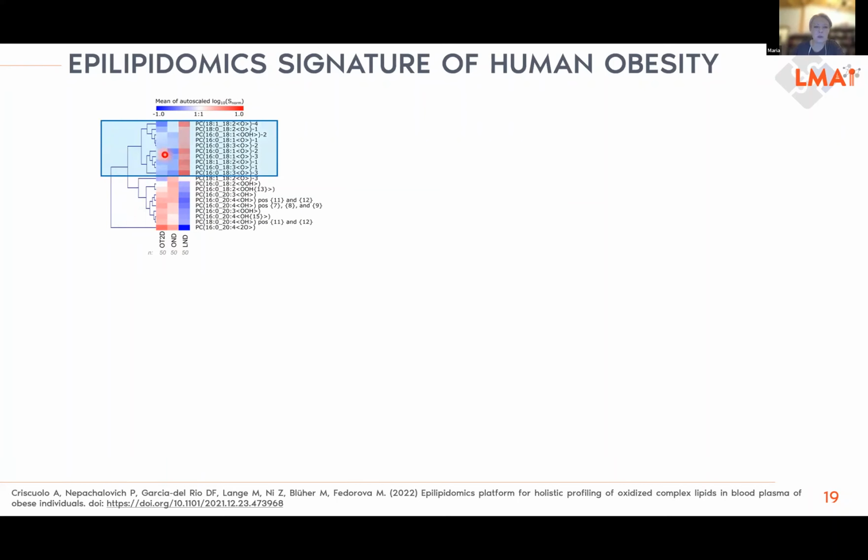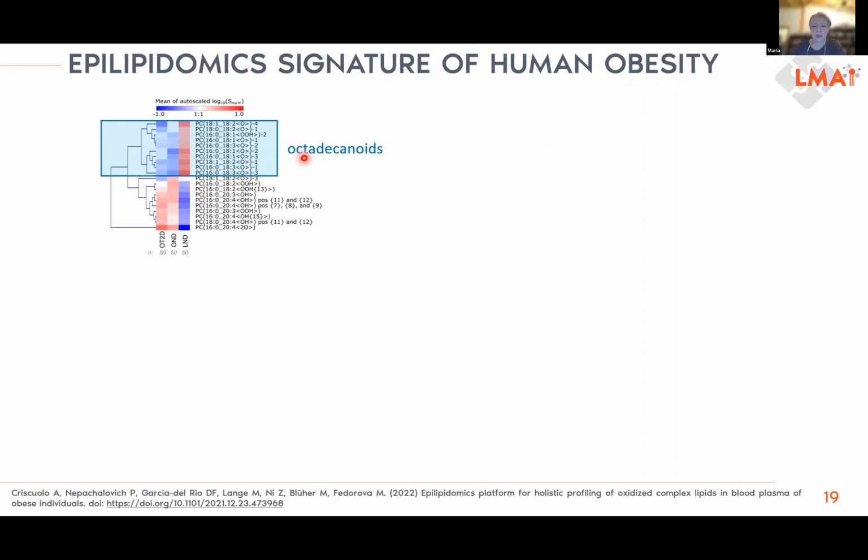When we start to look closely at those lipids which are present in the lean individuals, let's say at the physiological level, as much as we can say that, we could see that all of them have 18-carbon-long modified chains. So all of those oxidized lipids here are octadecanoids.